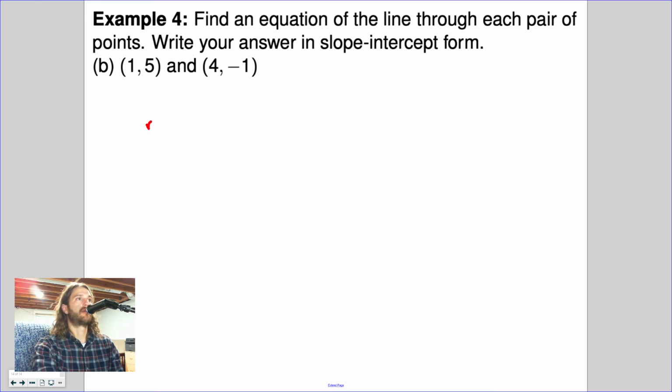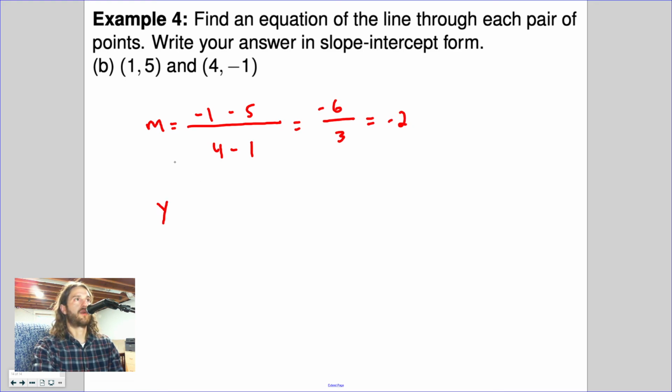Okay, let's do it. Slope first. Let's see here. It's going to be negative 1 minus 5 over 4 minus 1, which is negative 6 over 3, which is negative 2. Pick a point. Doesn't matter which one. I'll just use 1, 5. Y minus 5 equals negative 2 times x minus 1. So I'm plugging into point slope form.